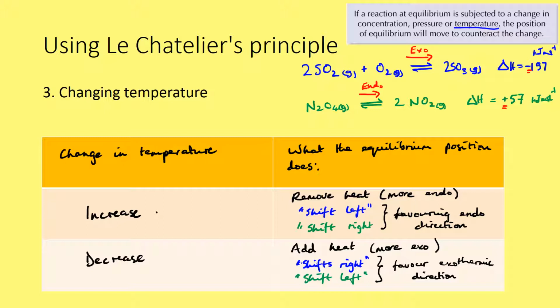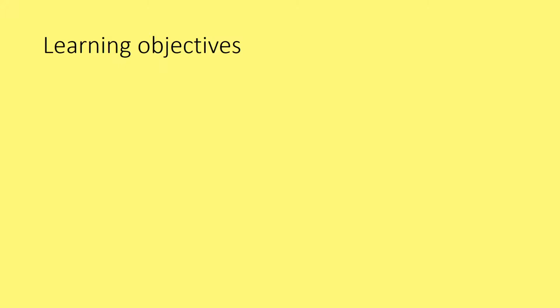There. So hopefully that's clear. That's dealt with Le Chatelier's principle in a bit more detail, and we've considered changes in concentration, pressure and temperature on the position of equilibrium. So finally, let's just check that we've got our learning objectives all okay.